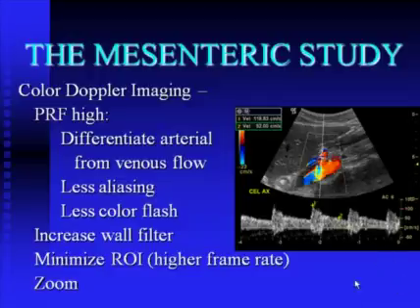And in fact, by setting your scale or your PRF for your color Doppler imaging relatively high, you will eliminate a lot of the venous interference that you might otherwise get in that abdominal examination and highlight just the high velocity arterial flows. You will also be prone to less color flash and less aliasing in your color Doppler system.